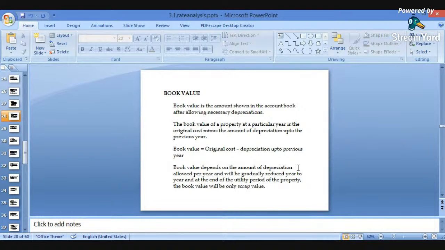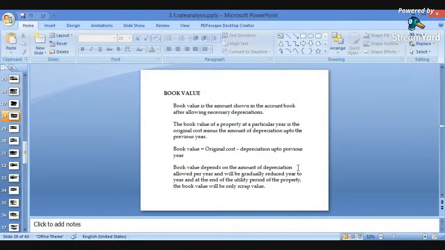Again, next is nothing but the book value. Book value is the amount shown in the account book after allowing the necessary depreciations, as we will see in the next slide. What is depreciation? After all reductions due to wear and tear, what is the amount which has been kept, which has been noted, or which has been taken care of in the account book?